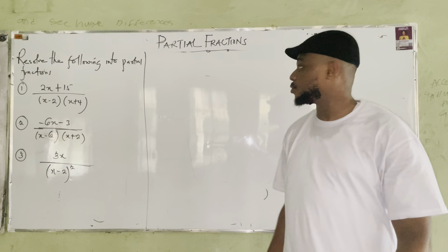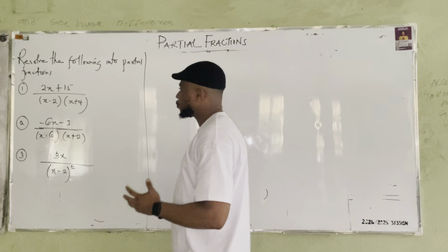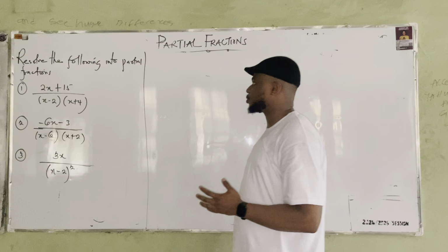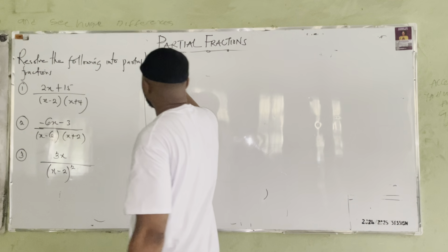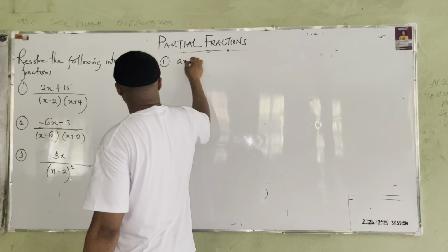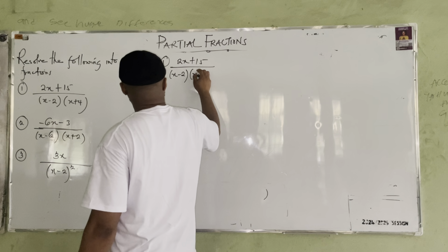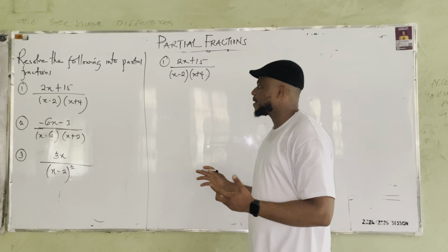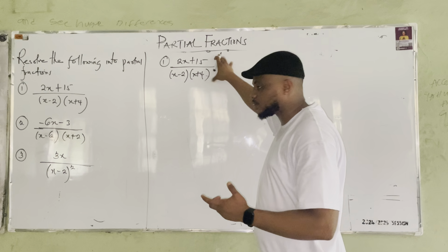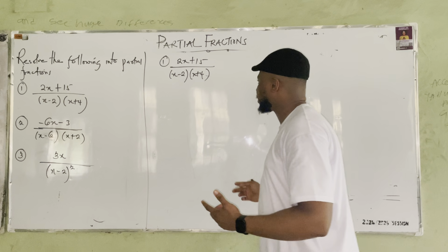Alright, so quickly we'll be looking at partial fractions and we'll be using these exercises to resolve into partial fractions. Okay, now let's start with the first one. Number one, we have 2x plus 15 divided by x minus 2, x plus 4. Basically, what we want to do here is to see how we can break this fraction into two parts. That's what we call partial fractions.